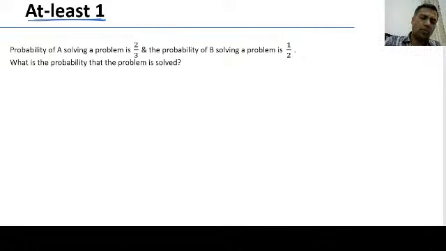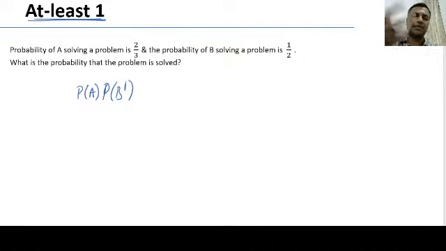Probability of A solving a problem is 2 by 3, and the probability of B solving a problem is 1 by 2. What is the probability that the problem is solved? 3 cases will come here. Probability that A solved the problem, but B did not solve the problem. That is when the problem will be solved. Assume that we both are doing a math problem.